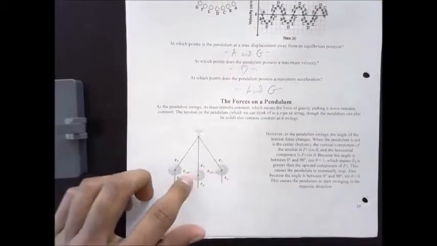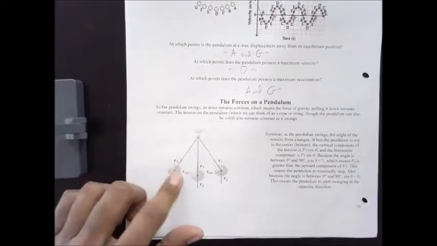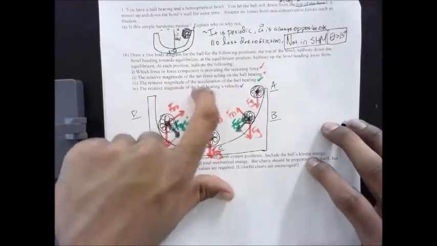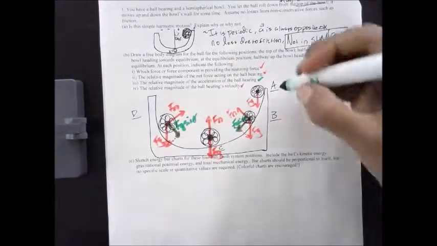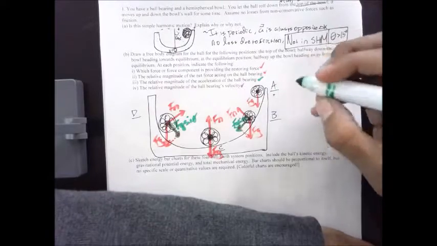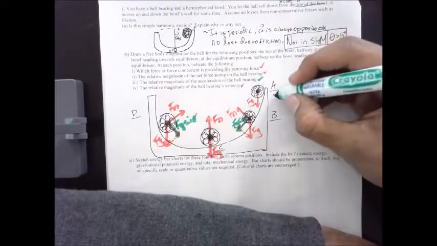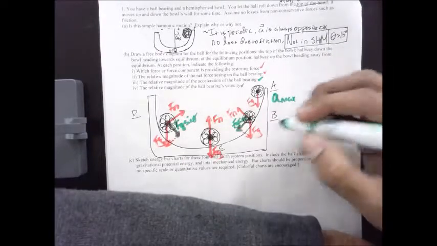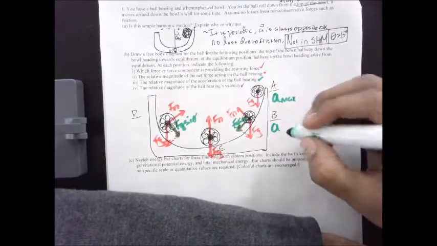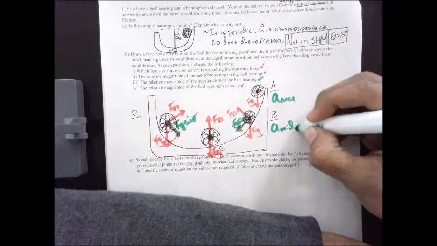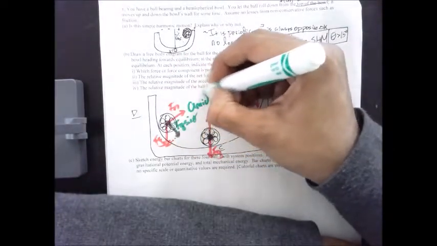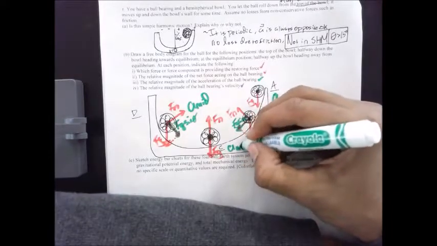So I would refer to this sketch to give you an idea of how to look at a ball bearing that's also on a hill. The relative magnitude of the acceleration of the ball bearing. So we'll say here, A max, A mid, A min.